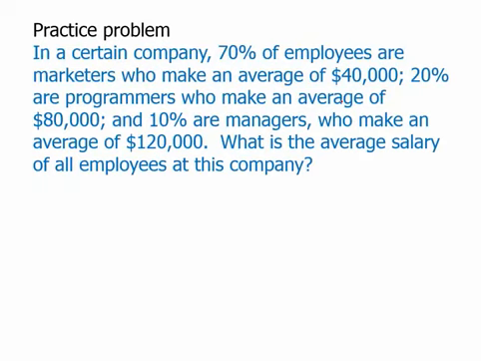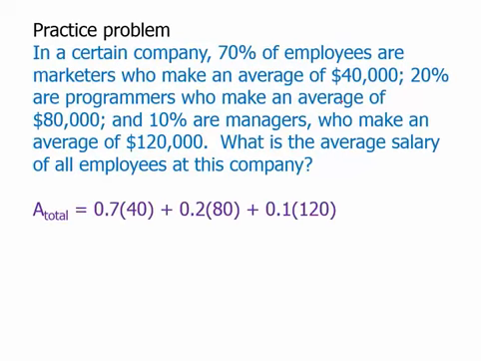Here's a practice problem. Pause the video, try to do that on your own, and then we'll talk about this. Okay, so notice here, we don't know the actual number of people at the company. We don't care about the number of people at the company. All we're given are percents, which are very easy to change to proportions. 70%, 20%, 10%, 0.7, 0.2, 0.1. Those are the proportions at this company. And we have the average for each group. So again, all these numbers are in 1,000. We don't want to deal with the extra zeros, so we're just going to call these averages 40, 80, and 120 and leave off the extra zeros.